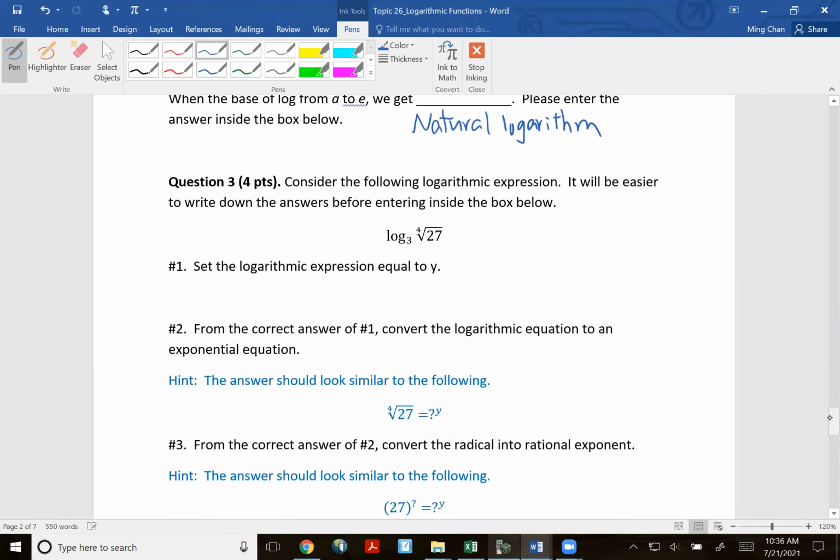Question number 3. All right, let's do exactly the same thing I just showed you earlier. Set the expression equal to a y, and then move the base to the other side and bump the y to an exponent.